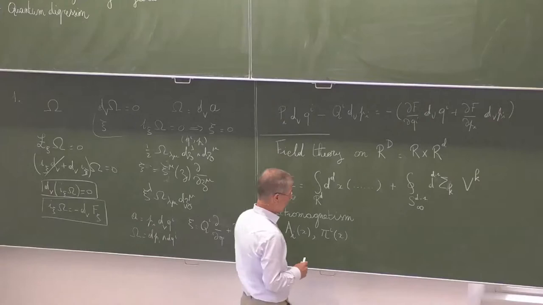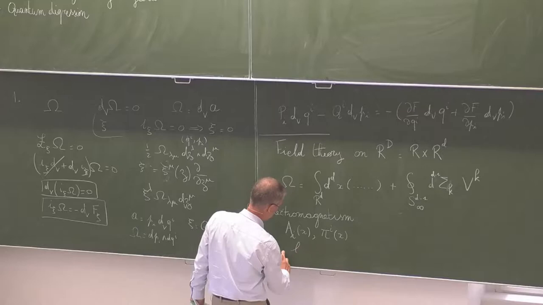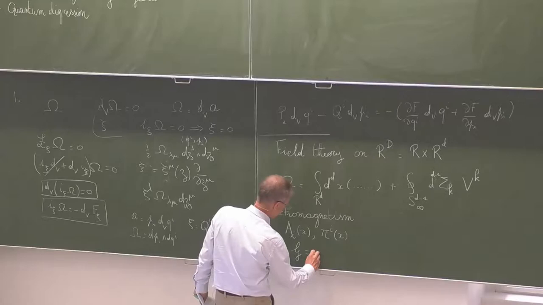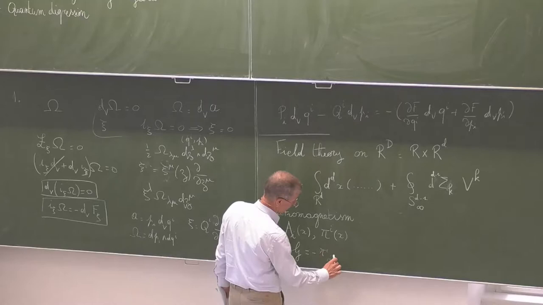And the temporal component of the vector potential is actually a Lagrange multiplier for Gauss's law, which I will write this way. So G, and that is minus the divergence of pi. I'm assuming free, no source. If there were sources, actually, it's very easy. The charge density would just appear here.